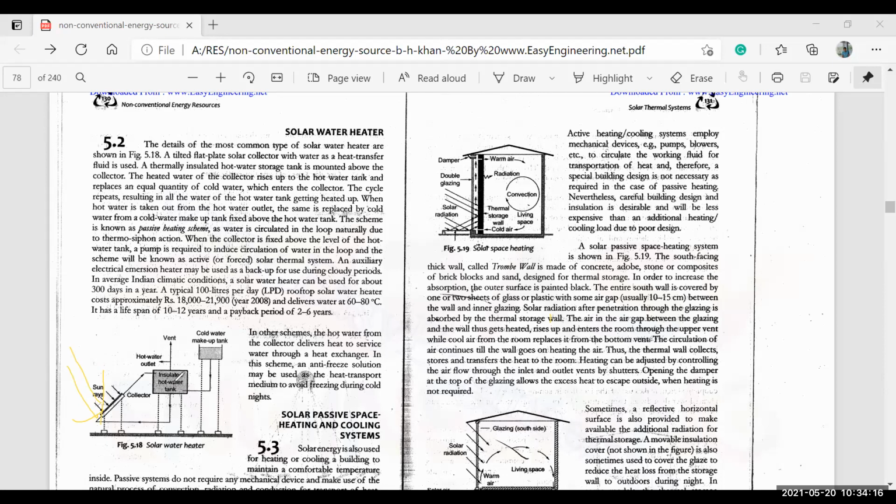Now as I told about the two processes, that is passive and active, we'll see.